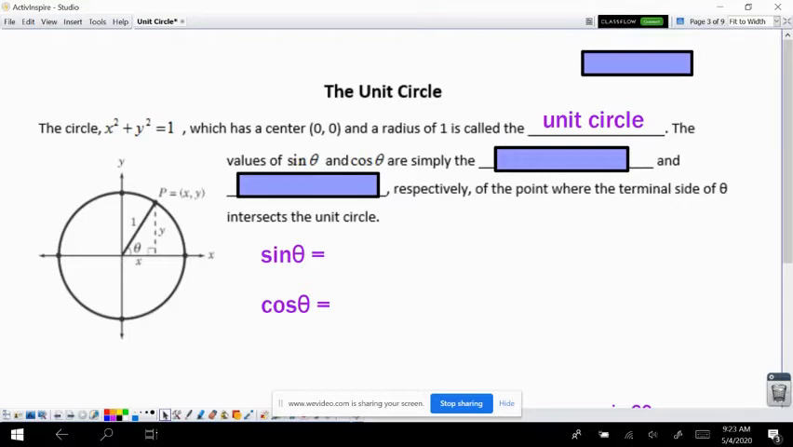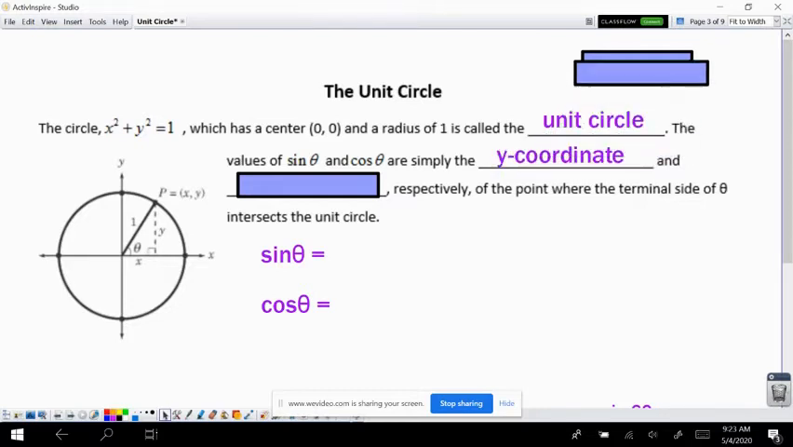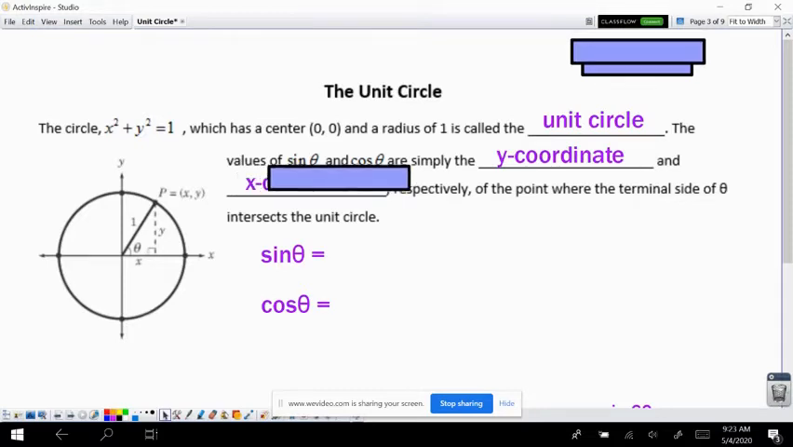Around the unit circle, for any angle that we create in standard form, the values of sine and cosine become the y-coordinate and x-coordinate. I'm going to show you why that's true in a moment. Of the point where the terminal side of that angle intersects or touches the unit circle.